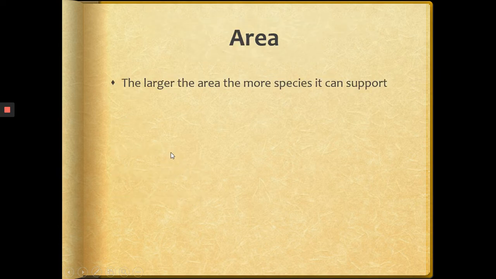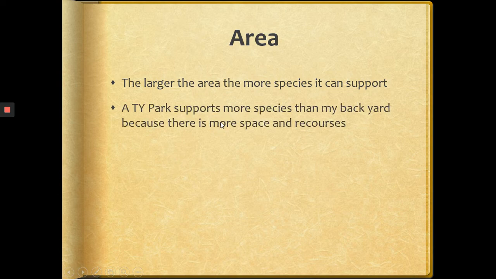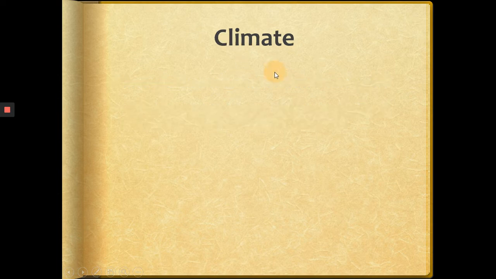First off is the area. Okay, very simple. The larger the area, the more species it can support. Okay, so for example, TY Park supports a lot more species than my backyard. Okay, there's more space in TY Park. Okay, there's more resources, so it allows for a greater biodiversity. It allows for more species to call that habitat home. Okay, so the first one there would be area.